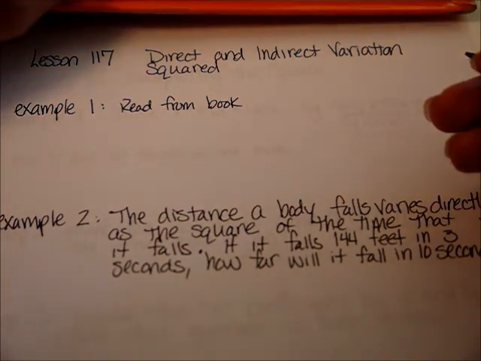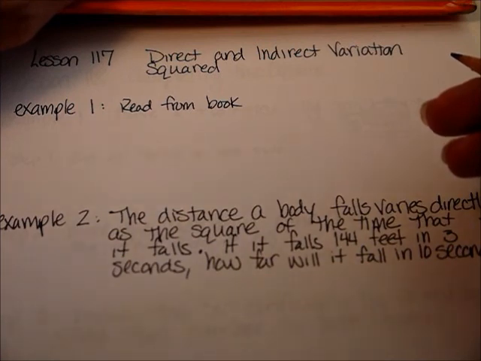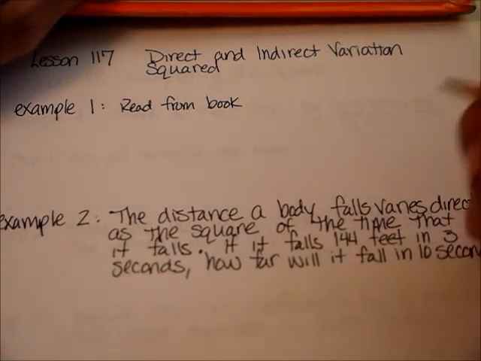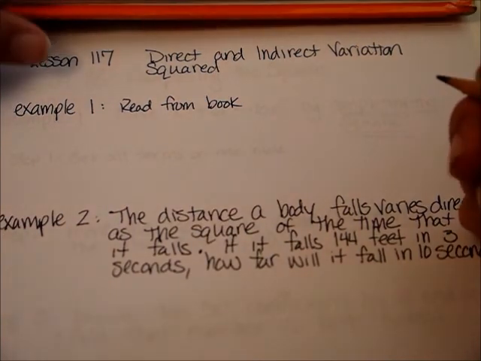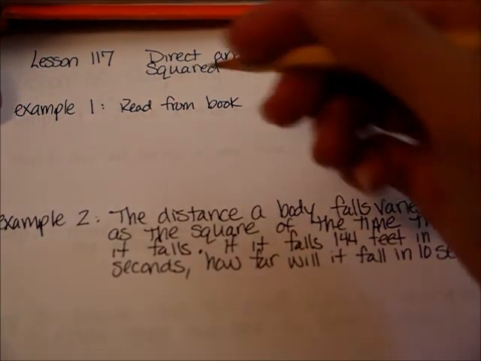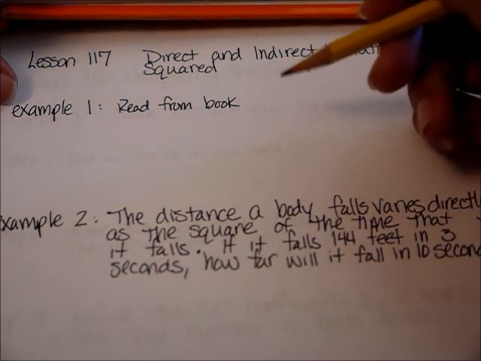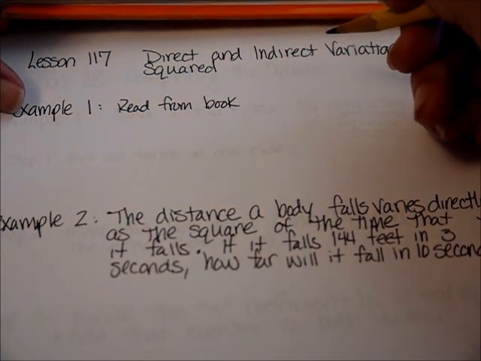Okay. Once you get the setup of the implied equation, they are solved exactly the same way as the ones that we did in lesson 113. It's just recognizing the statement, figuring out the equation for it, and then solving it like we did in the past. All right, so example 1, I said read from the book, I think, because I did not want to have to write all that out. So let's read it together.